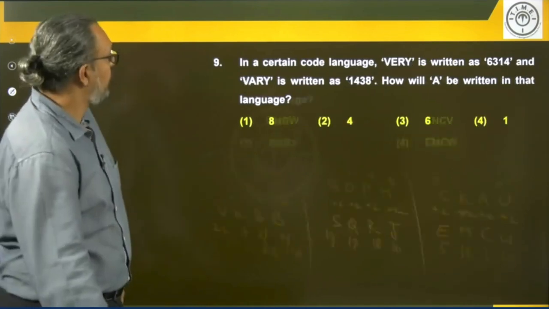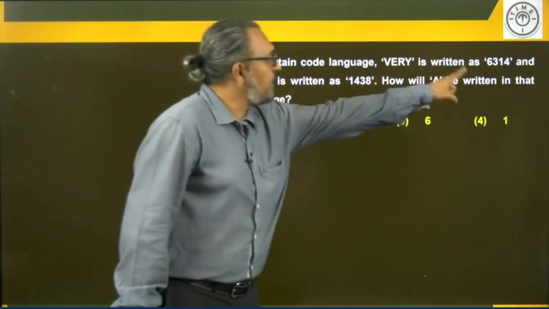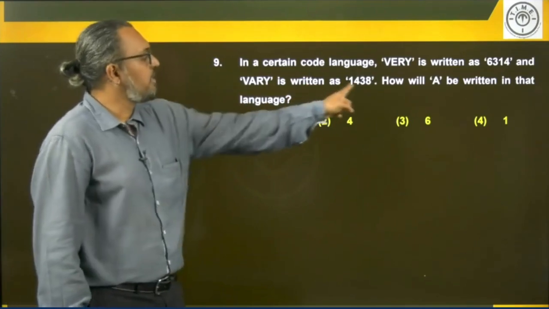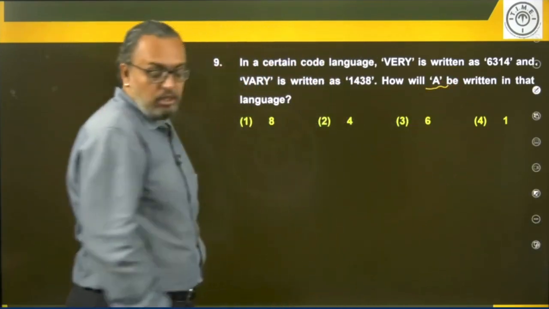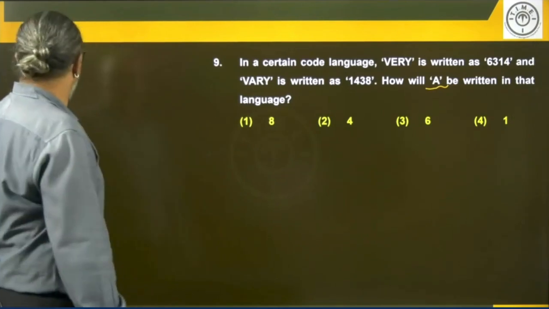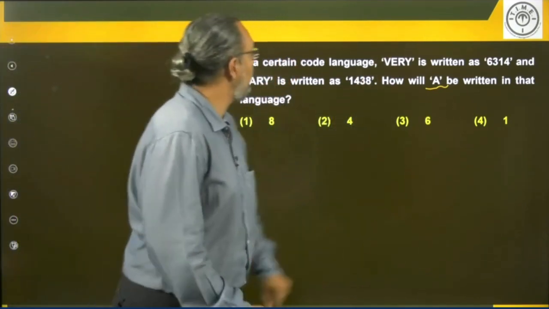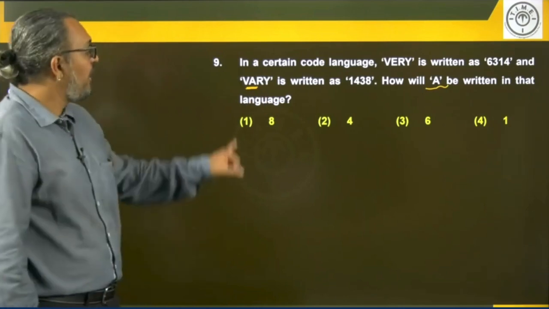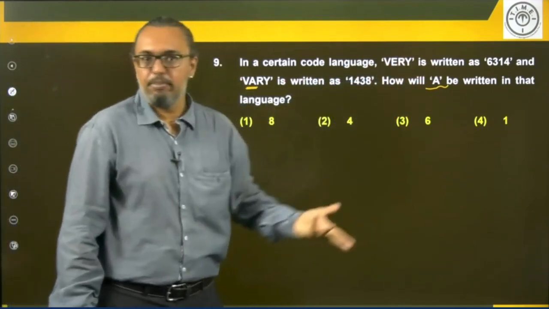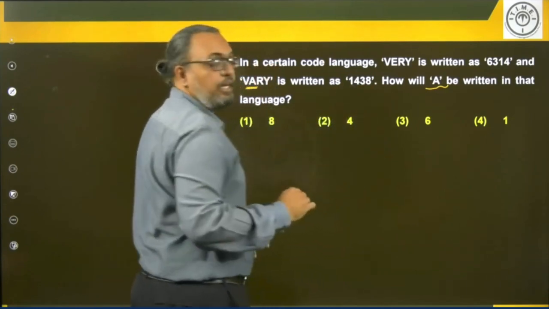Okay. Then in a certain code language, vary is written as 6314 and vary is written as 1438. Then how will A be coded? So based on the question, you need to decide, should I write them or not? In this case, you don't have to, because it's asking how is A coded. Now A is coming only here. The remaining VRY is repeated. So among these numbers, which is not repeated, you check.